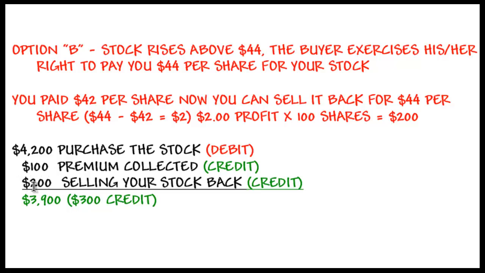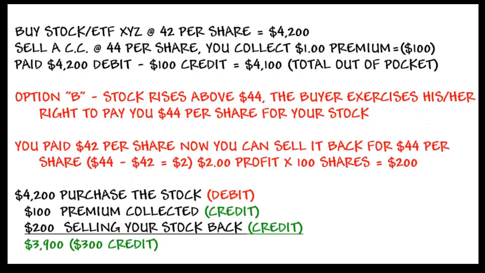With option B, we also collected the premium up front like we did with option A. However, with option B, since the stock increased to $44 per share, we were able to sell it back, and when we sold it back, we got a $2 credit. We would take this $2 credit times the 100 shares, and that would be $200. So that would be an additional $200.